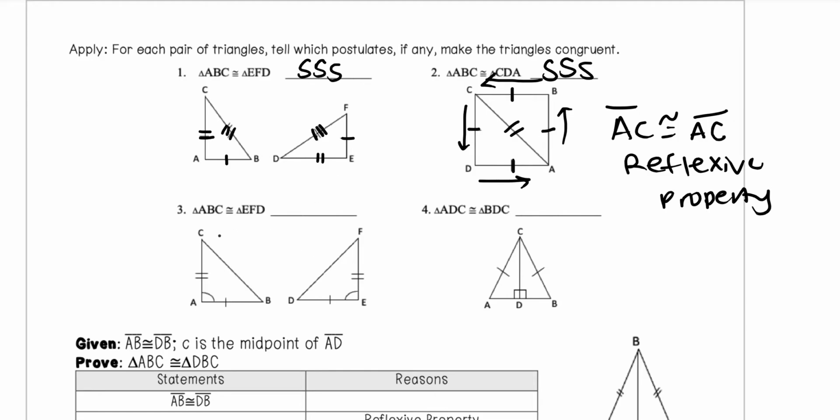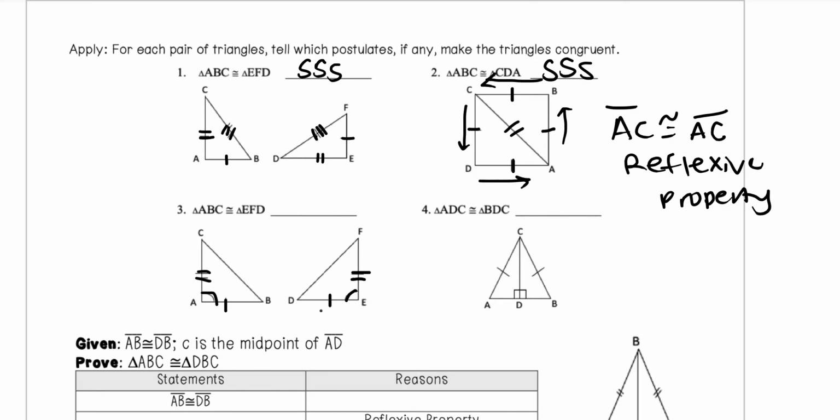In the next diagram, we have ABC is congruent to EFD. So A to B to C, and then E to F to D. Those are marked the same way. Even though they're not facing the same way, we can see that they are in the right corresponding places. We have a congruent side. AB is congruent to DE. Angle A is congruent to angle E. And side AC is congruent to side EF.